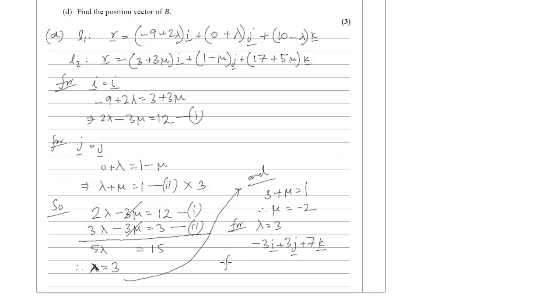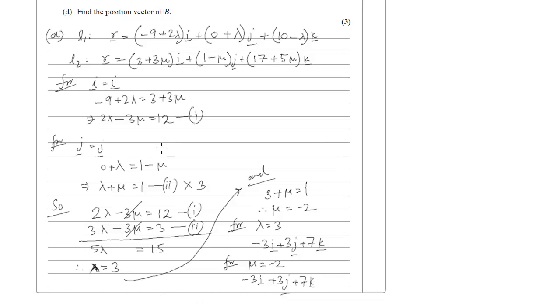Now if mu equals minus 2 also matches, and L1 and L2 match, then it means they intersect. So when mu equals minus 2, 3 minus 3 times 2, so 3 minus 6 is minus 3. So far so good. And 1 minus mu is 1 minus minus 2, which is 1 plus 2. So that is 3, so plus 3j. And finally, 5 times 2 is 10, so 17 minus 10 is plus 7.